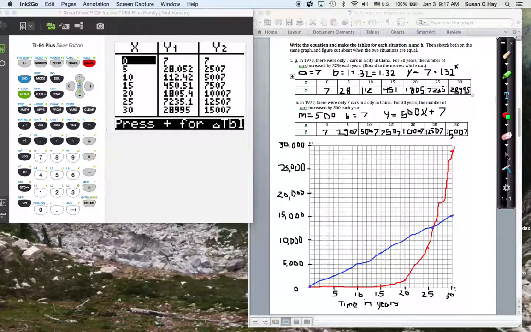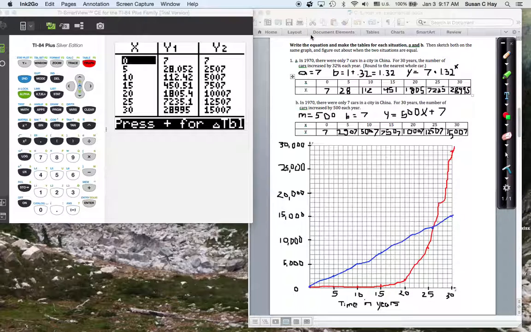So then the two situations are equal where the two graphs intersect. You notice between 20 and 25 years, they cross. My graph is a little bit crooked, but you need to figure out about where they cross.